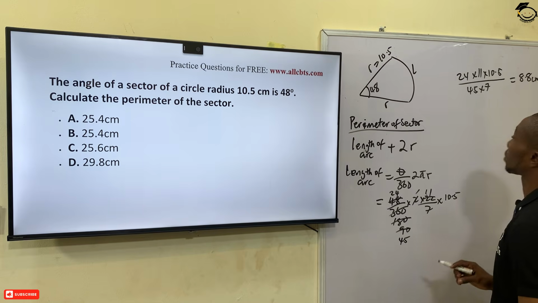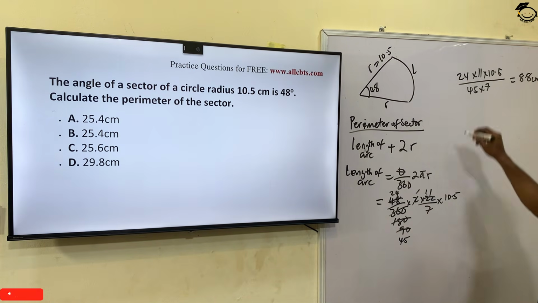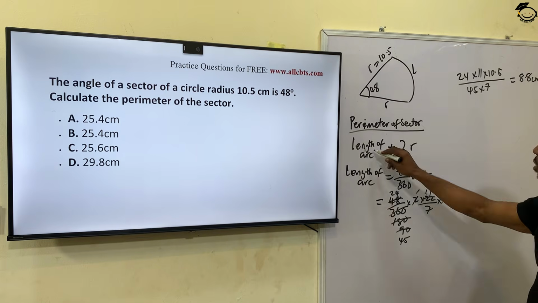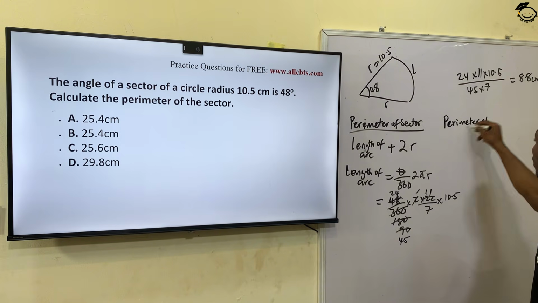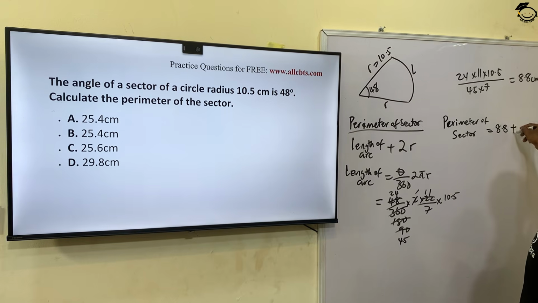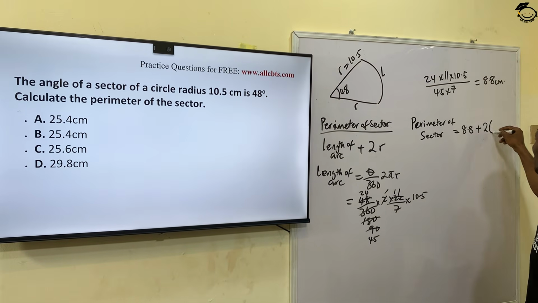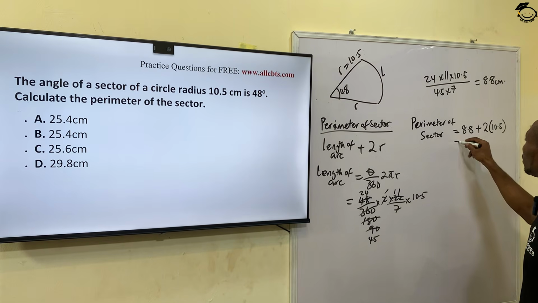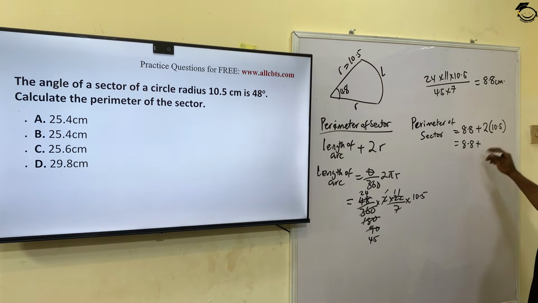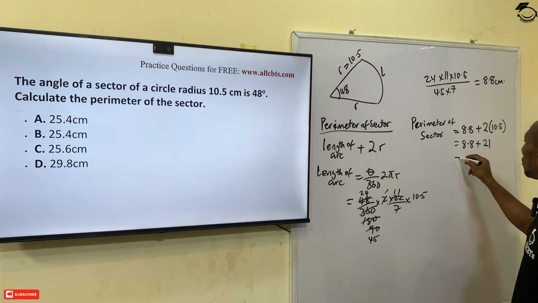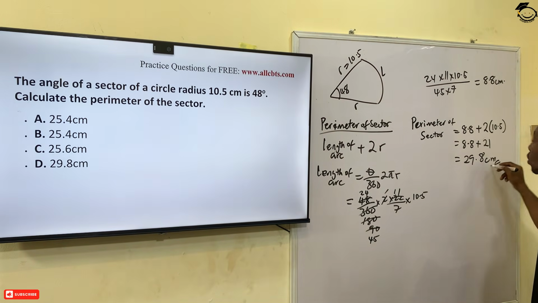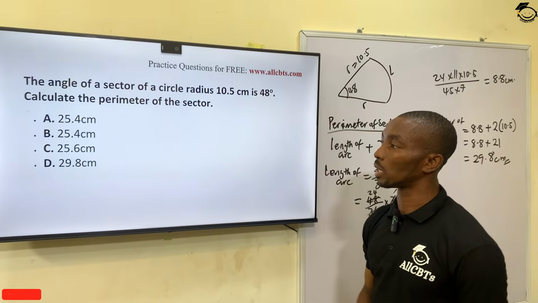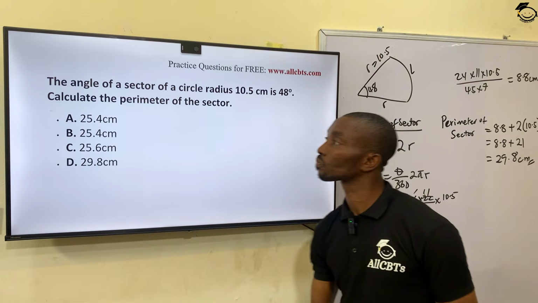Okay, so if we have our answer as 8.8 centimeter, now we are going to impute this for length of arc. So perimeter of sector would become length of arc, which is 8.8 plus 2 radius, 2 times 10.5. This gives us 8.8 plus 2 times 10.5 will give us 21, which will give us 29.8 centimeters. So the perimeter of our sector will be 29.8 centimeters.